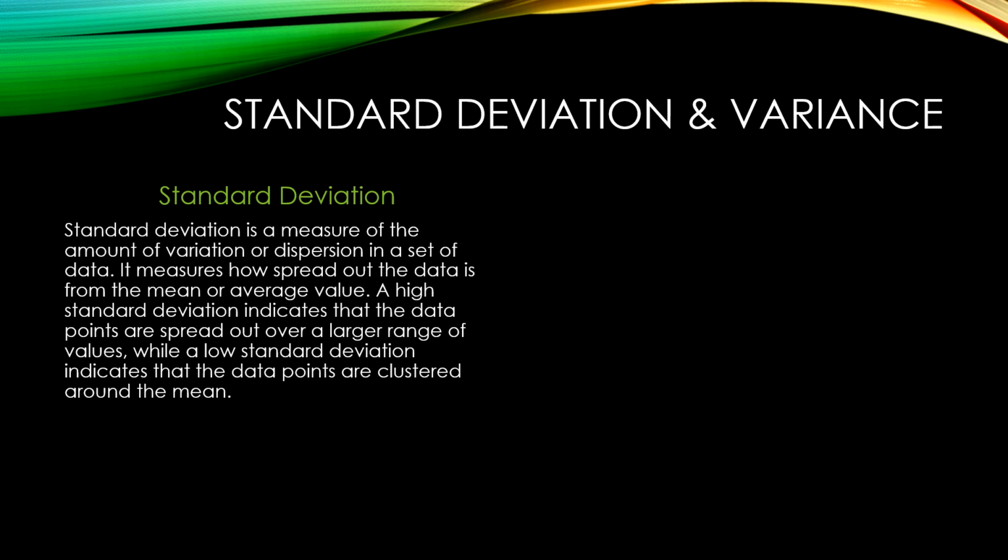So like I said, if we have 5 data points and our mean is 3, then you're going to check how all the data points differ from that center average. A high standard deviation indicates that the data points are spread out over a larger range of values, while a low standard deviation indicates that the data points are typically very close together.